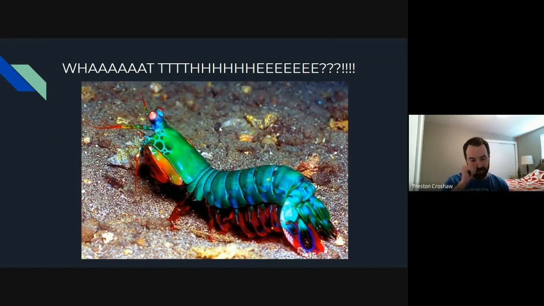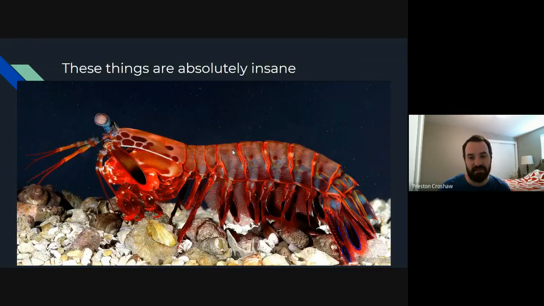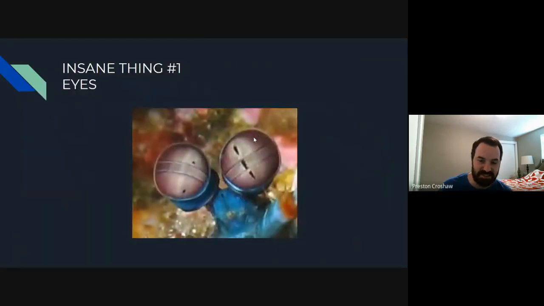Just for scale, these things are as long as a normal pencil to maybe a little bit over 30 or 40 centimeters. So they can get pretty long, right? But they have some incredible characteristics. And the first one that I want to talk about, with these incredible and insane characteristics, here's another picture of one, is their eyes. This is just a zoomed in picture of their eyes here.